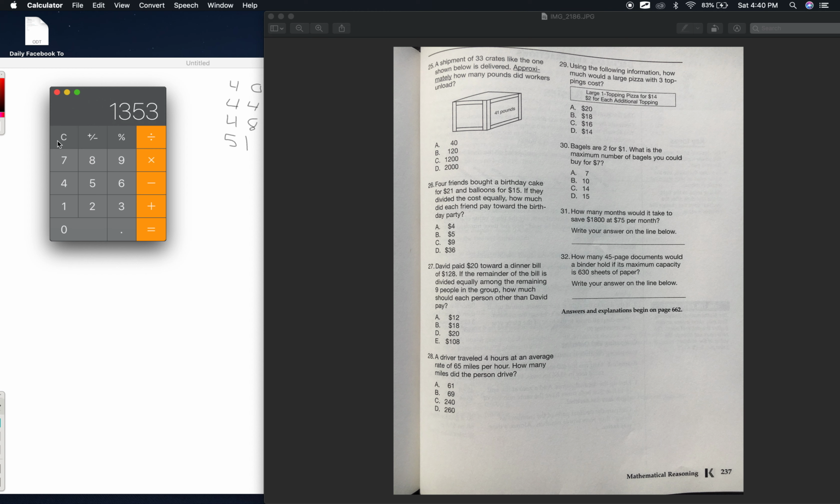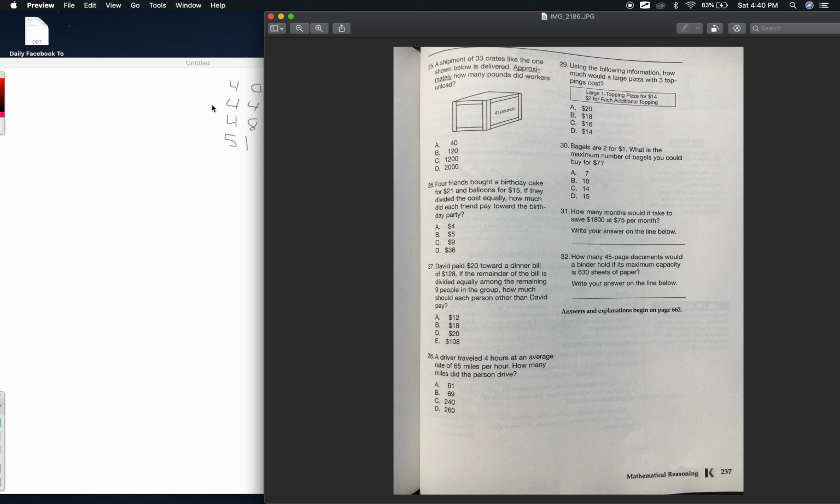Okay. We do that one more time, just to confirm. 33 times 41 equals, yep, 1353. Alright, so the closest one is 1200. Not sure why I just closed the calculator, but 4 friends bought a birthday cake. It's number 26. 4 friends bought a birthday cake for $21 and balloons for $15. If they divided the cost equally, how much did each friend pay towards the birthday party?